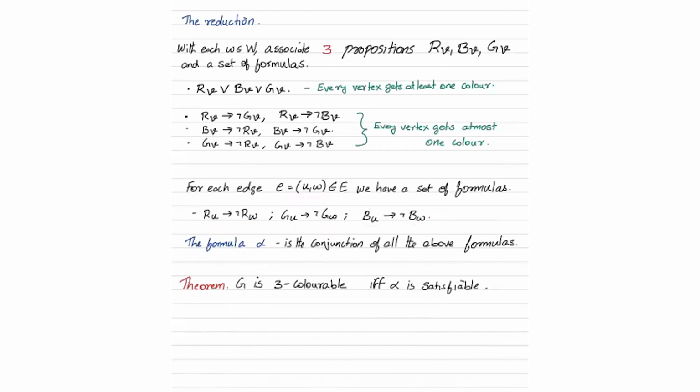So you have all these formulas. For each vertex, you have a bunch of formulas, and for each edge, you have a bunch of formulas. You simply take the conjunction of all these formulas, you get this big formula, which I'm not really writing down, but I hope that is clear.